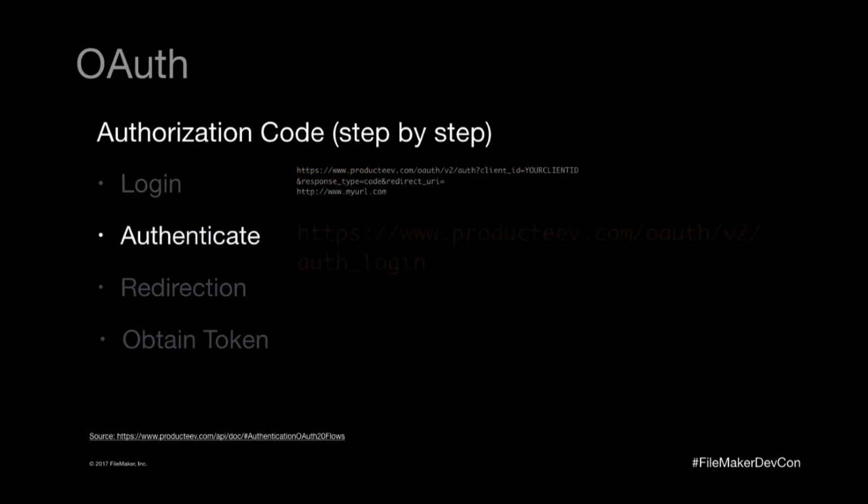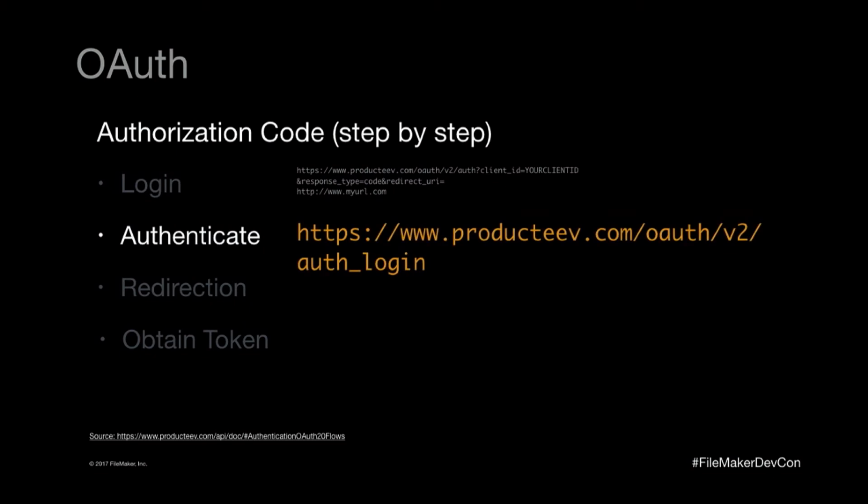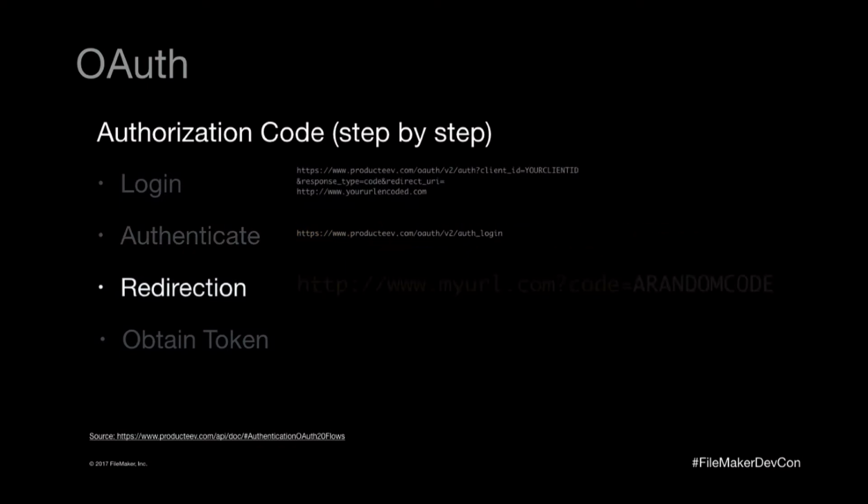Then we authenticate. We go to this URL, and we have to type our username and password. And then we are redirected to this URL. And as you see, there is a parameter called code, and this random code is given to us by the server. So we use this code as a token, as a token access. It's, get a token to obtain another token.